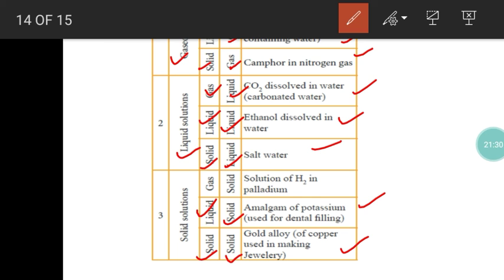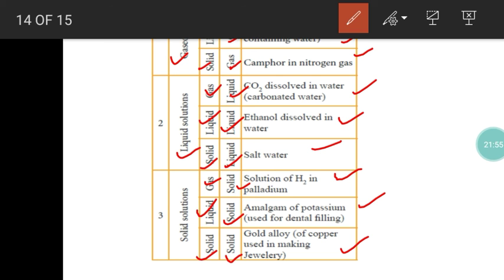Next, gas and solid. So hydrogen, palladium. Solution of hydrogen gas in palladium metal. Or else if you take cork or pumice stones, these solids are having small pores, very small holes will be there. Atmospheric air will be present in the pores. So these are all examples of gas and solid.